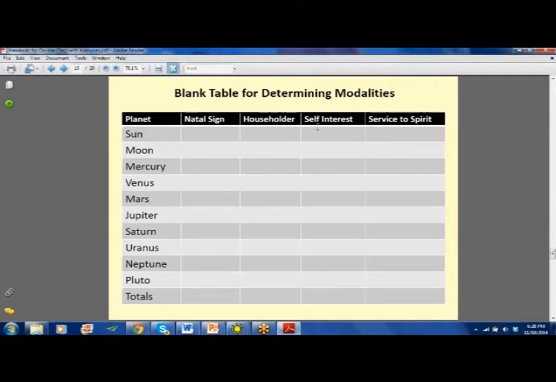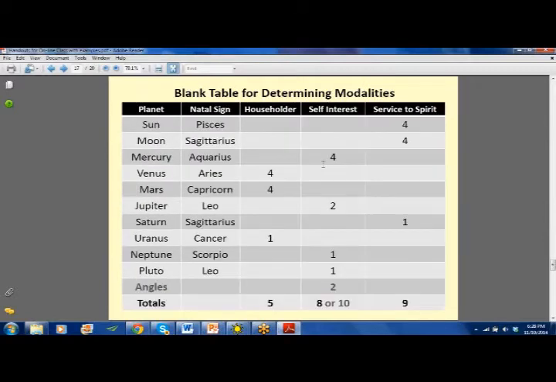So here's the blank table for figuring out the modalities. Hopefully everybody had a chance to do that. This is from my chart again, because I figure I can use myself as an example because I don't have to get permission from anybody else to do that. So I'm happy to use myself. I have Sun in Pisces, so I get 4 points for in service to spirit because it's a personal planet. Moon in Sagittarius, 4 more points for in service to spirit.